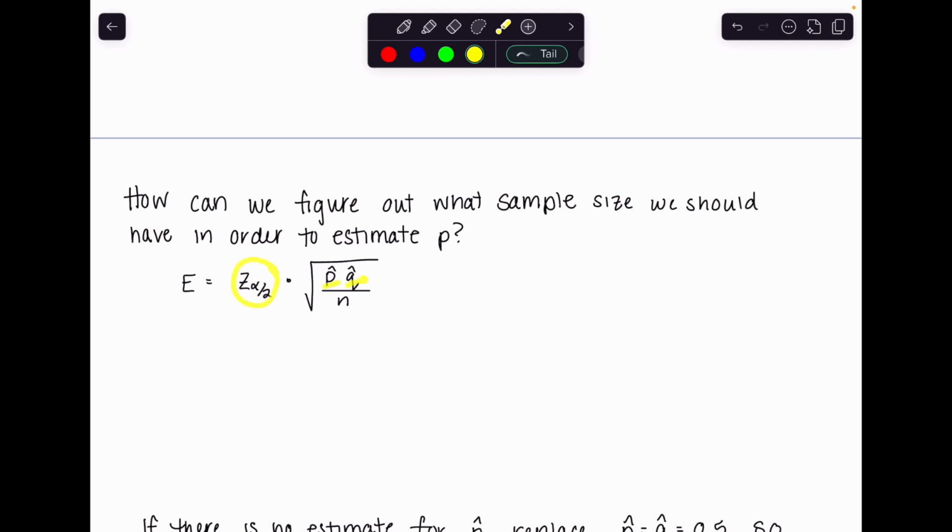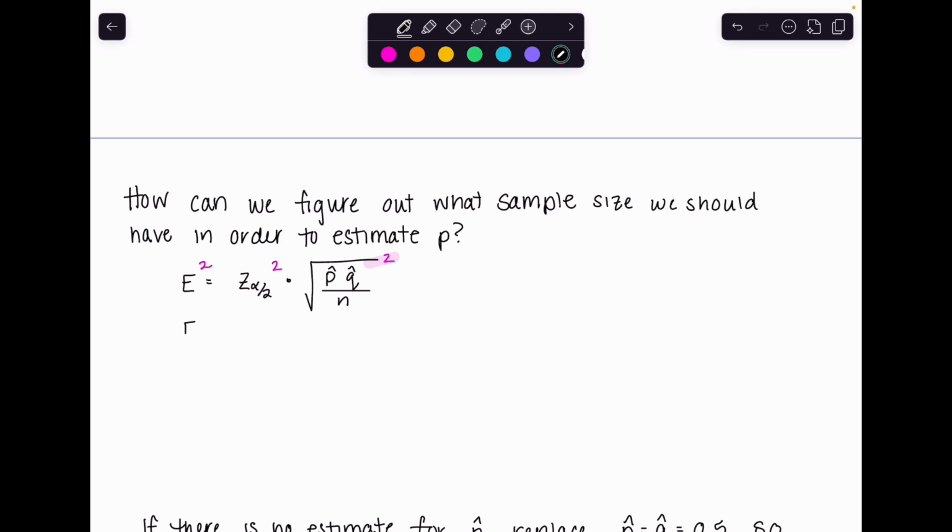I know estimates for my sample proportion, and I want a specific error of 1%, 2%, 3%. Can I find N? If I want to get N on its own, the only way I can get rid of a square root is by squaring. So this would cancel these two operations out. But if I'm squaring one thing when I have this multiplication, I really need to square everything.